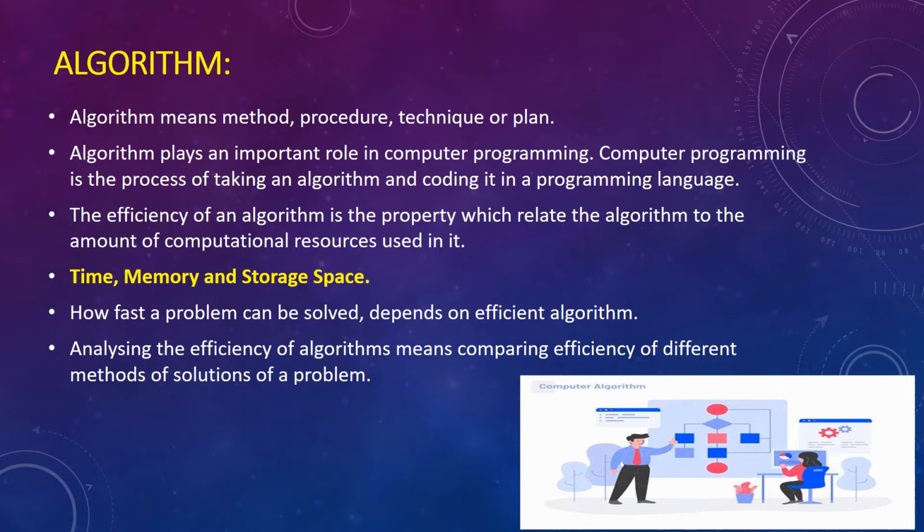Now you can see that time, memory and storage space, three are the important features of your algorithm. Other than these, you can see that how fast a problem can be solved depends on the efficient algorithm. The more efficient the algorithm, the faster your problem solving will be. Analyzing the efficiency of algorithm means comparing the efficiency of different methods of solution to a problem.